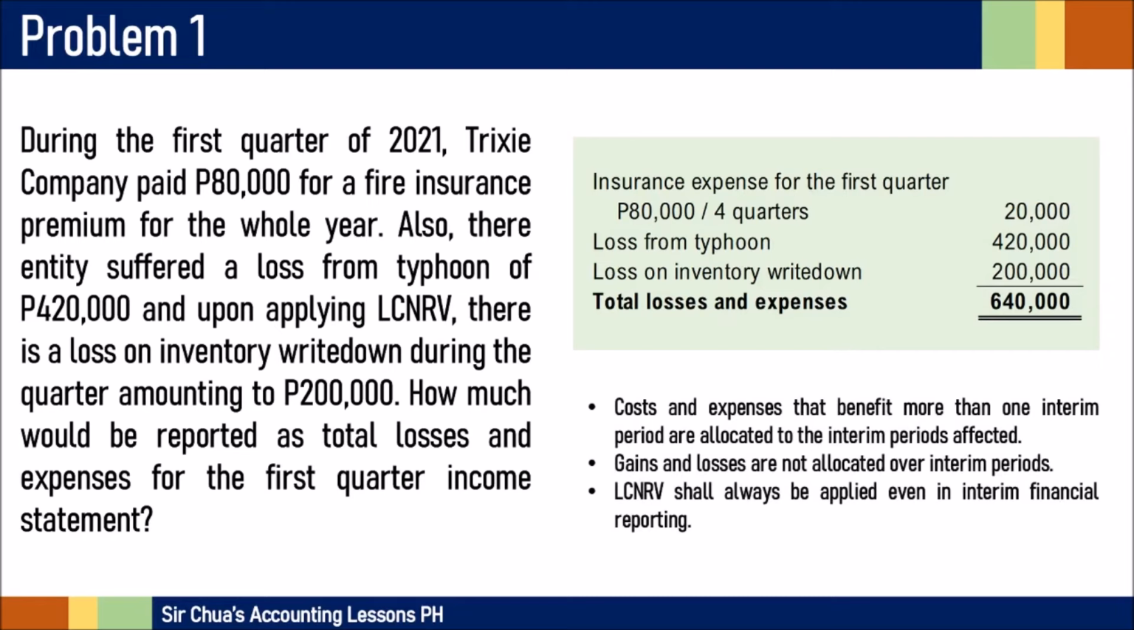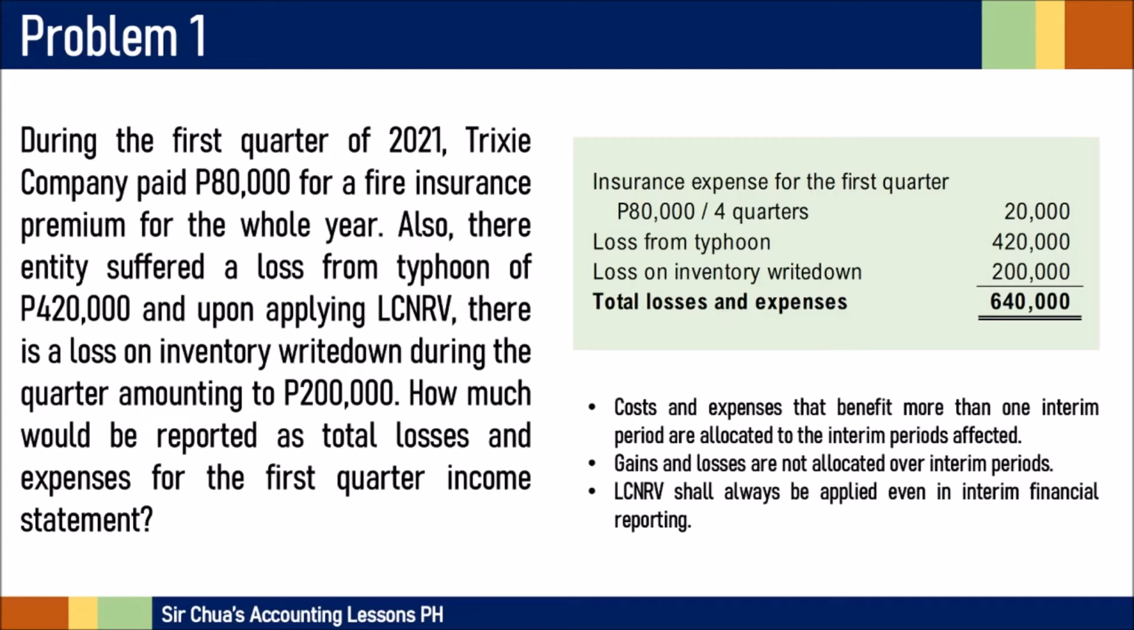Costs and expenses that benefit more than one interim period will be allocated, but gains and losses are not allocated over interim periods. So ito po ang lagi niyong tatandaan. Any gains and losses, kung kailang quarter nangyari, dun mo lang ire-report sa interim financial report na yon. Hindi mo po siya i-allocate on any month. Hindi mo rin po siya i-allocate ng divided by 4, 3/12. Wala tayong ganon. When there are gains and losses, they are not allocated over the interim periods, and what you do is, kung kailang period siya nangyari, dun mo lang siya i-report.